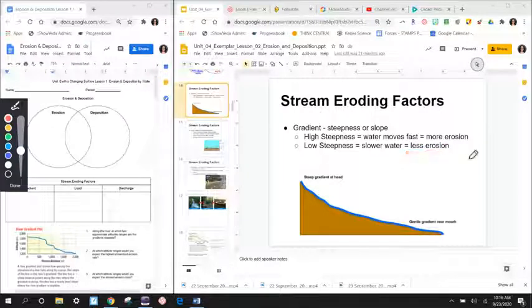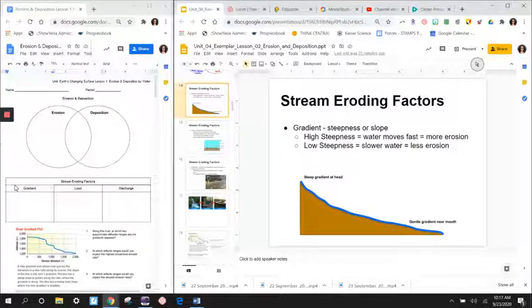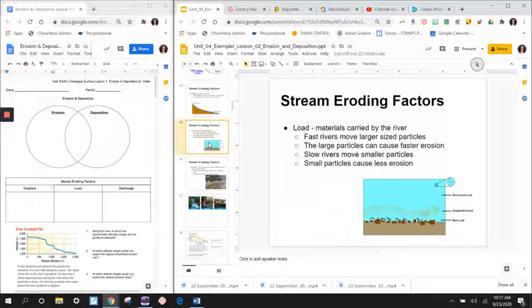And less erosion also means more deposition. Stream eroding factors, so things that impact whether or not the stream erodes quickly or slowly.